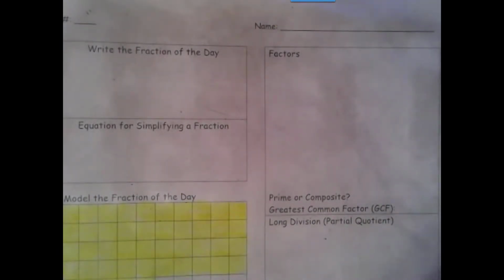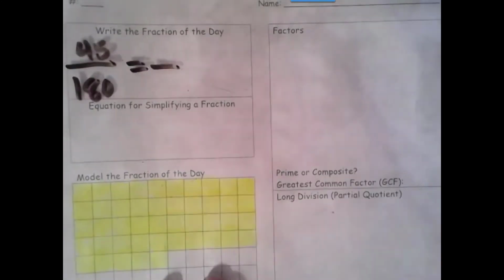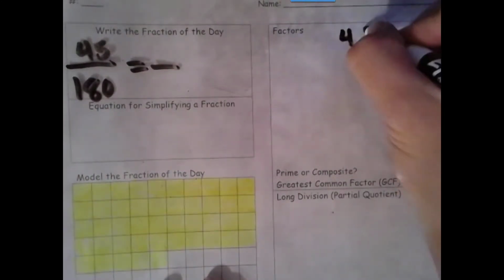Let's get down our beginning fraction. We have 180 total school days. We're on day 45. Let's find the factors of our numerator, 45. Two factors we always know are 1 and the number itself.